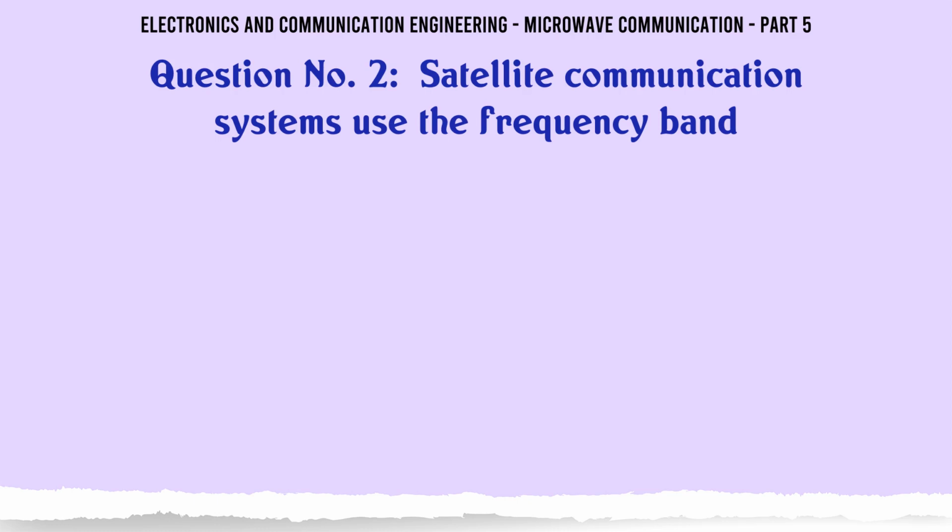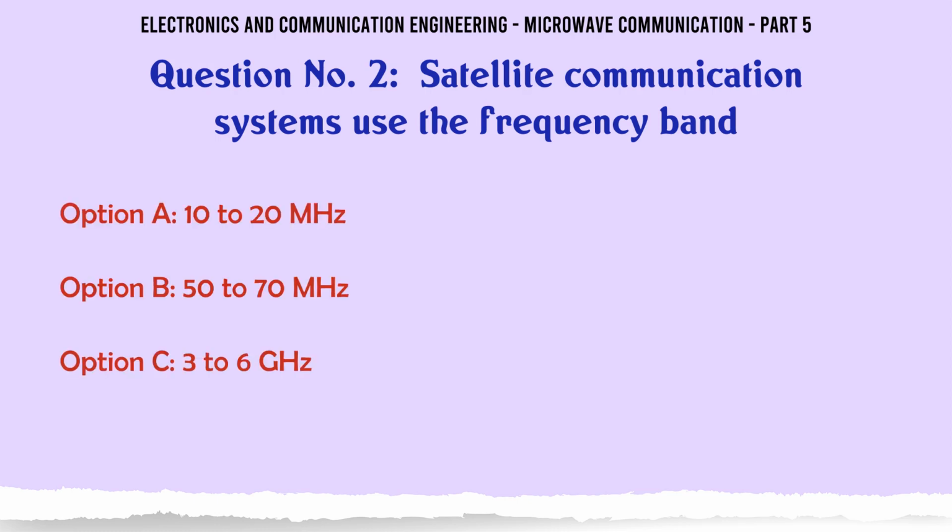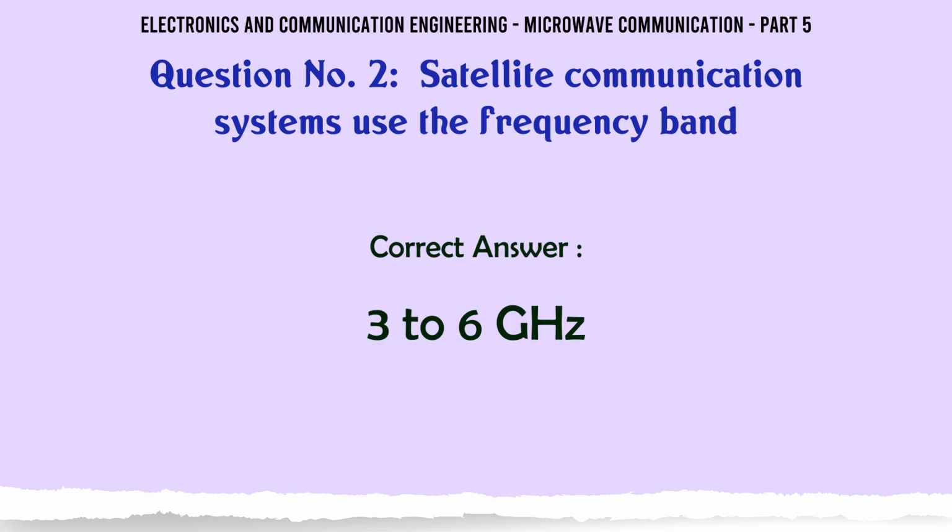Satellite communication systems use the frequency band A: 10 to 20 MHz, B: 50 to 70 MHz, C: 3 to 6 GHz, D: 100 to 120 GHz. The correct answer is 3 to 6 GHz.